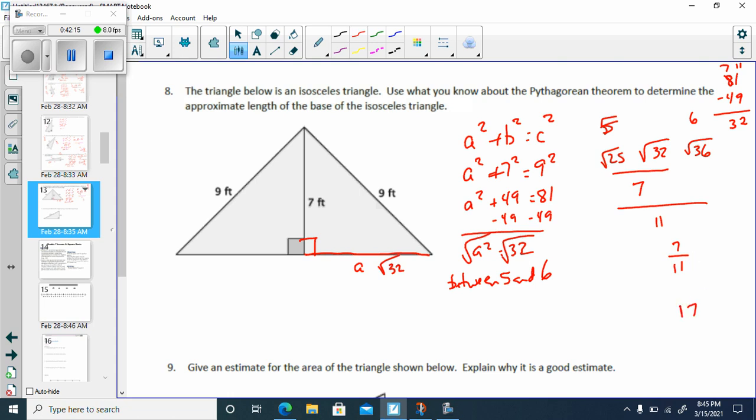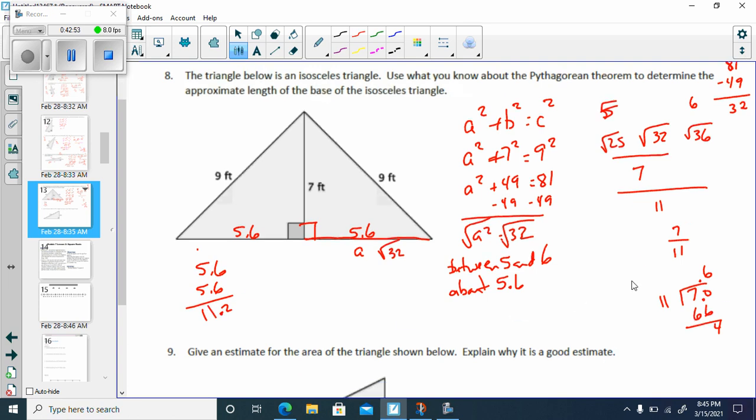Okay, let's divide 7 by 11. Okay, it won't be 7, it'd be 6. 6 times 11 is 66, which gives you 4 left over. So we're talking about 5.6, okay? Now remember, if this one's 5.6, they're asking for the base. They're asking for this whole thing. So you'd add 5.6 plus 5.6, and you would get, let's see, that's 11.2, okay?